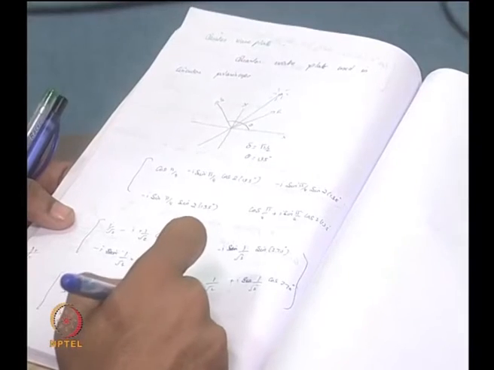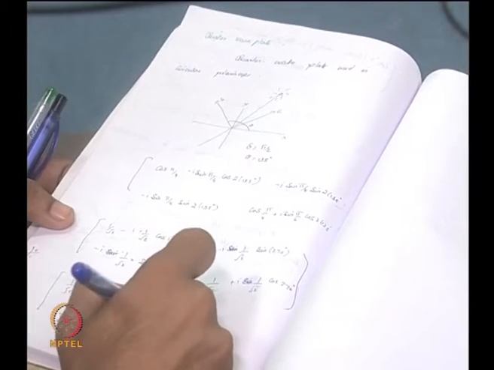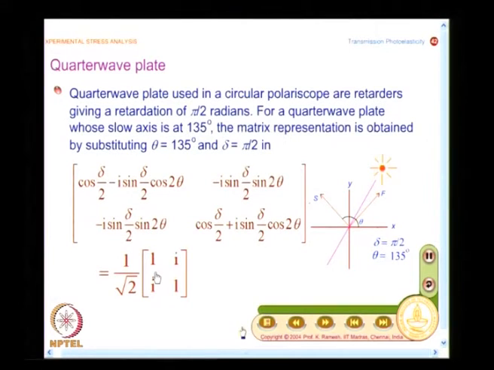I think now you must have done the simplification. Please verify the result. It is simply 1 by root 2 times the matrix 1, i, i, 1, and if I change to theta equal to 45, you will have a very small change in this representation, as simple as that. So, now what we will do is we will go and analyze what happens in a plane polariscope.